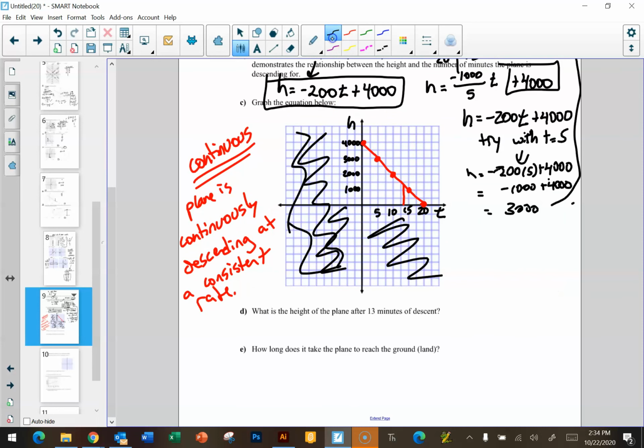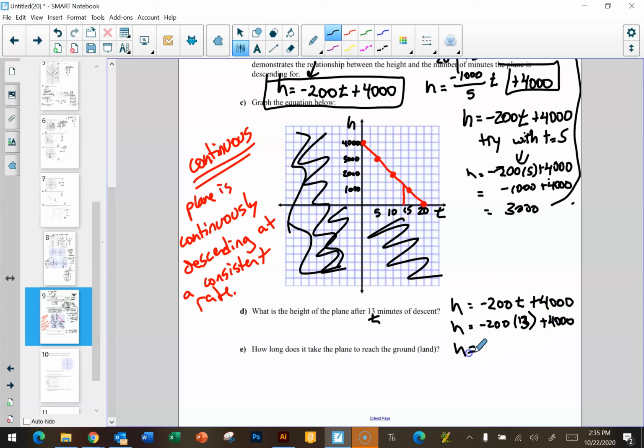So just substitute values in for t, right? Because this is going to be t, and then we'll figure out what h is. So h equals negative 200 times t plus 4,000 is our formula or our equation. H equals negative 200, and in this case, they said the time is going to be 13 minutes. 13 minutes plus 4,000. Okay, keep doing our math.